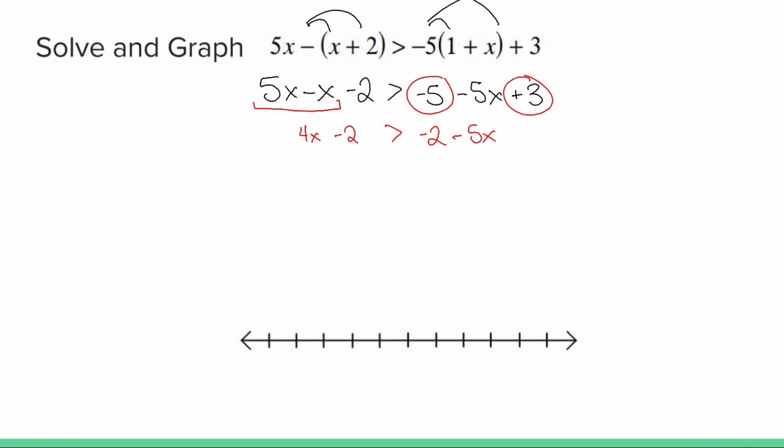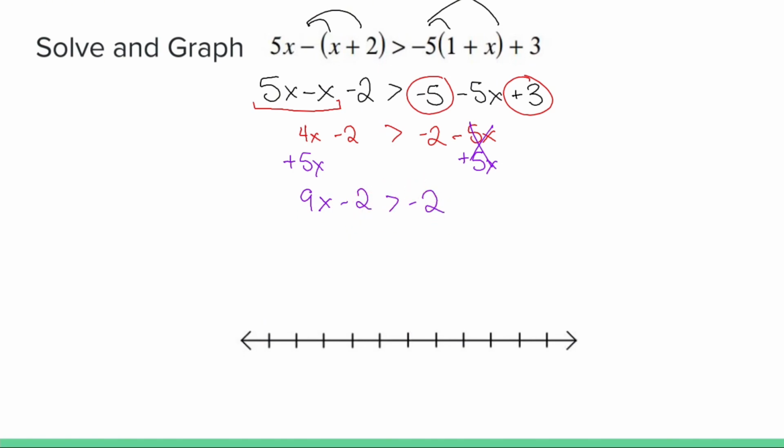Now I have variables on both sides of the inequality. I prefer to have my variable on the left, so I'm going to add 5x to both sides. That crosses out. 9x minus 2 is greater than negative 2.